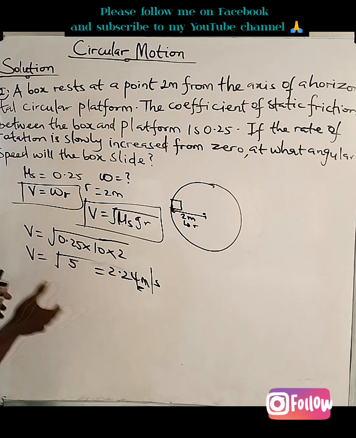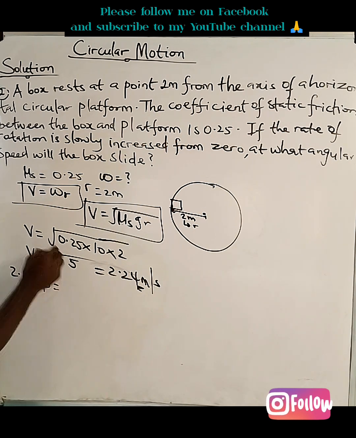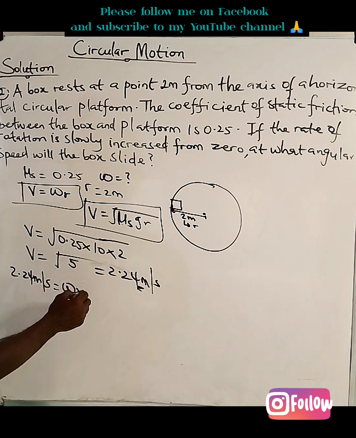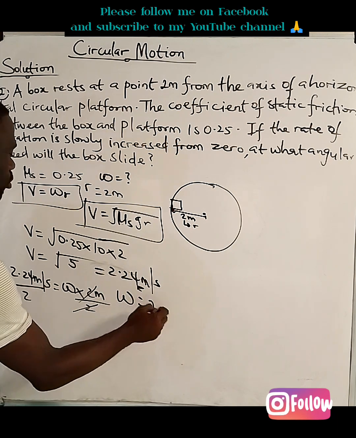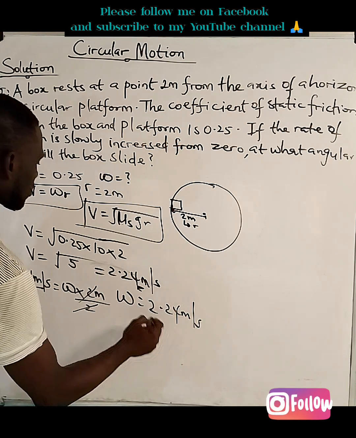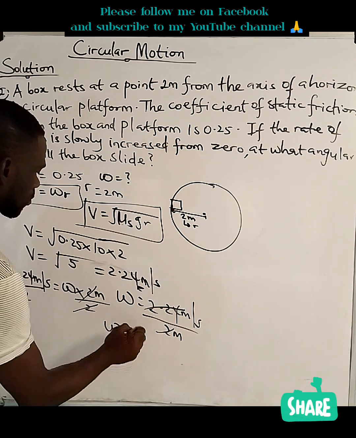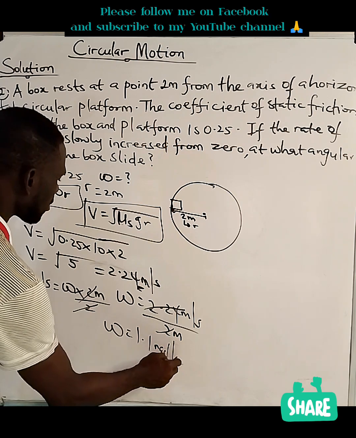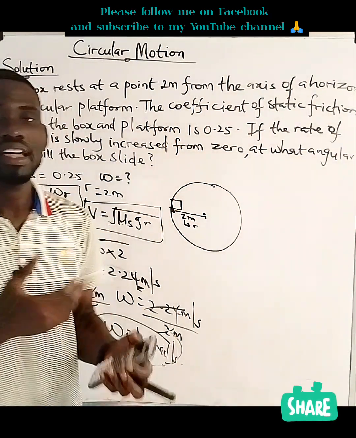Now that we've gotten this, we're going to substitute in here to get our angular velocity or angular speed. So 2.24 meters per second is equal to the angular speed times the radius, which is 2 meters. Divide both sides by 2. So the angular speed is 2.24 meters per second divided by 2 meters. So what do we have? The angular speed is 1.1 rad per second. This is very simple and direct. So this is how to solve this question.